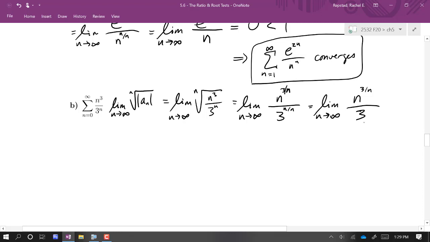So as n approaches infinity, obviously the denominator stays put at 3. The question is what happens up top. As n approaches infinity, the base is infinite, it's growing, and the exponent is approaching 0. That's an indeterminate form.